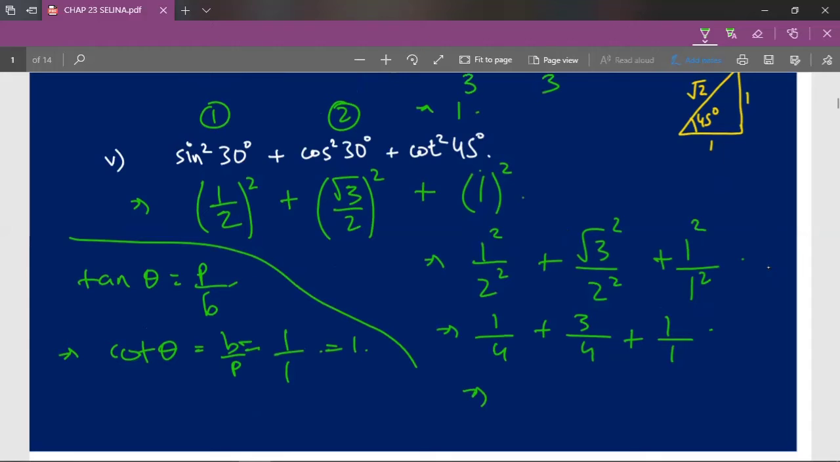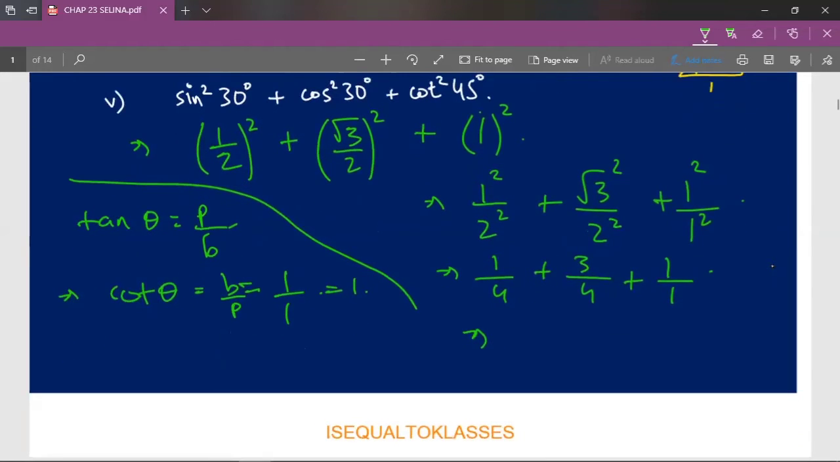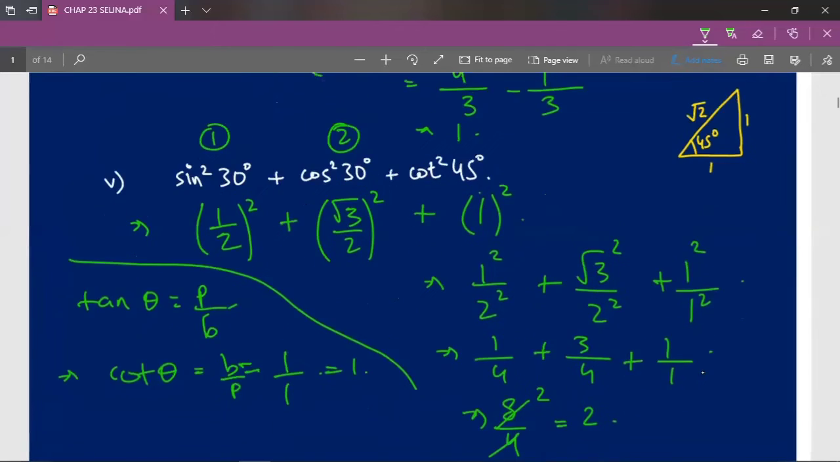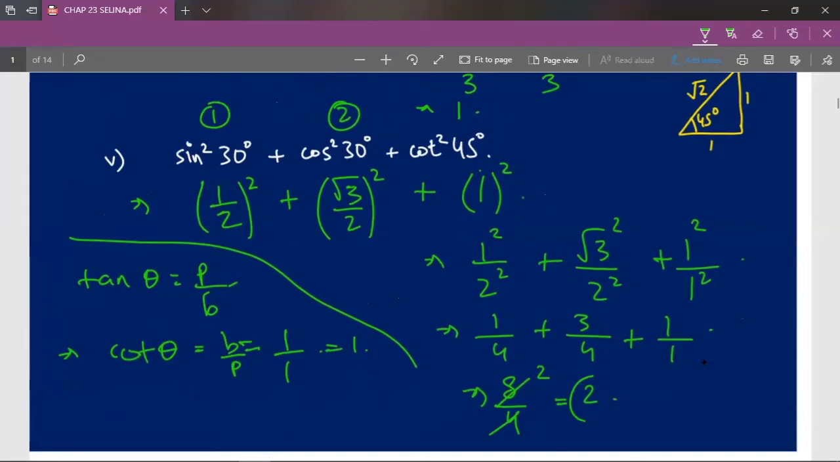So over here, the denominators in these fractions are the same. So 1 plus 3 will be equal to 4. So 4 upon 4 plus 1 upon 1 will be equal to 8 upon 4, which can be further simplified to 2. So therefore, our answer for sine square 30 degree plus cos square 30 degree plus cot square 45 is 2. So note that down, and then we'll move on to our next part.